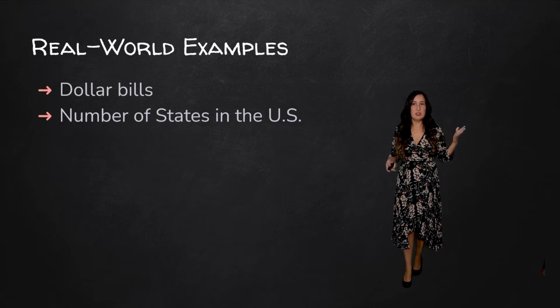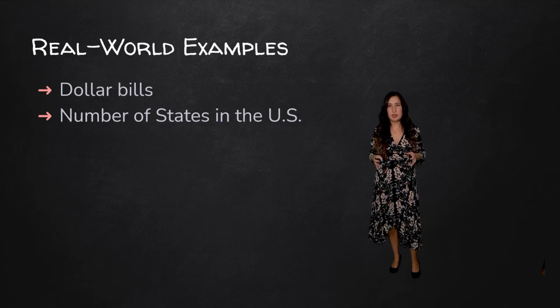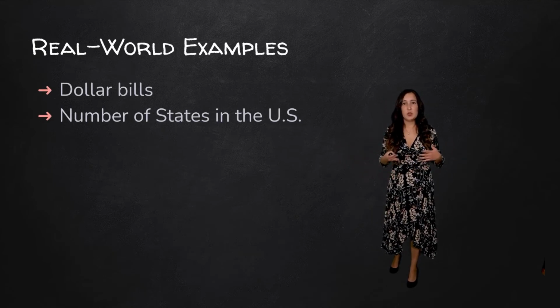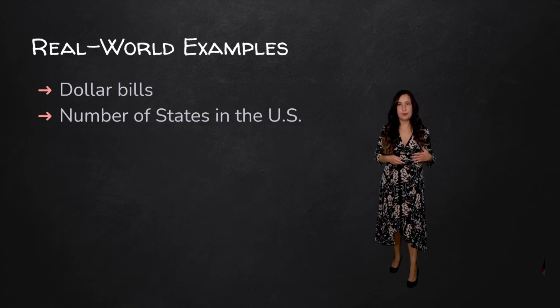Because a person could either visit 0 or they could visit a few of the states, maybe not all, or maybe even all of them. However, whichever the case, those are all whole numbers.